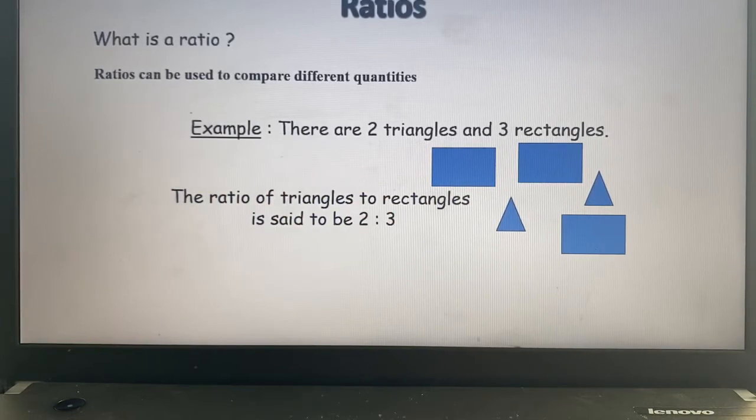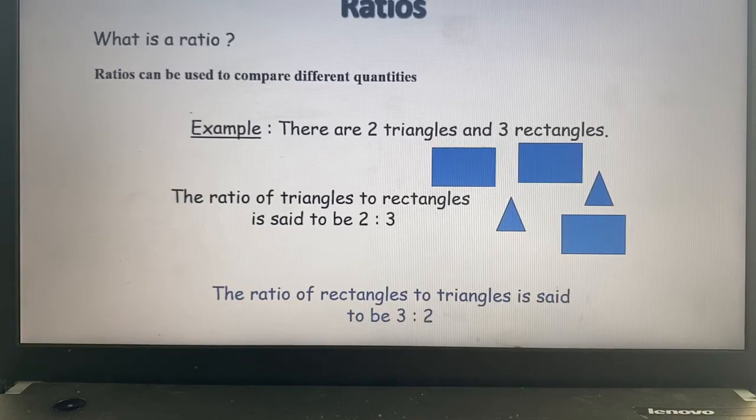We have the 2 and the 3, the 2 representing the 2 triangles, and then the 2 dots, and then the 3. And that tells us it's a ratio. For every 2 triangles, there are 3 rectangles. That's the way that we want to look at that. We can also turn that round the other way and say that the ratio of rectangles to triangles is 3 to 2. So for every 3 rectangles, there's 2 triangles.